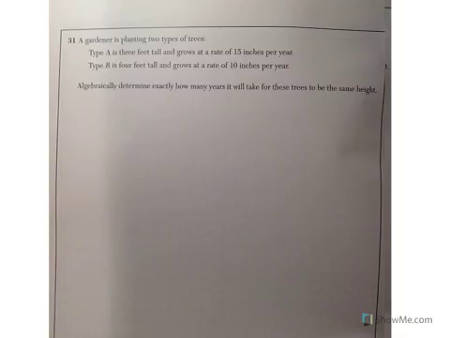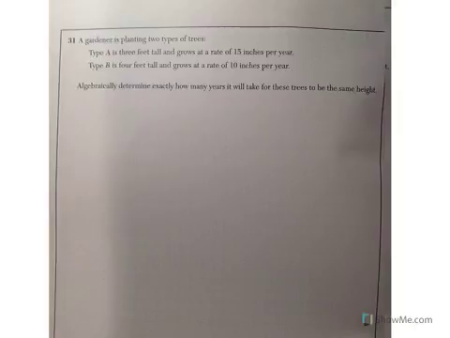Number 31. A gardener is planting 2 types of trees. Type A is 3 feet tall and grows at a rate of 15 inches per year. Type B is 4 feet tall and grows at a rate of 10 inches per year. Algebraically determine exactly how many years it will take for these trees to be the same height.